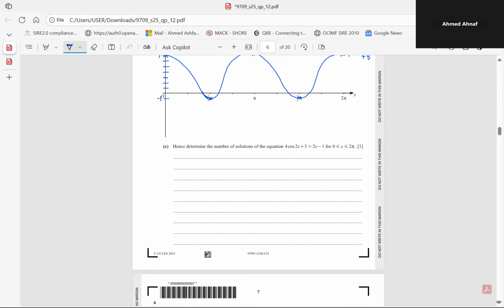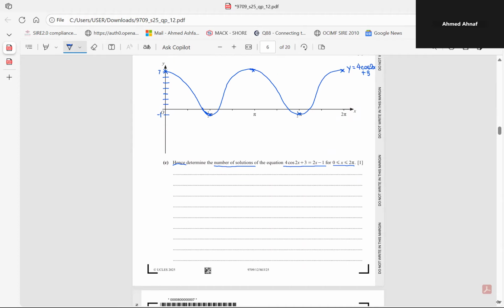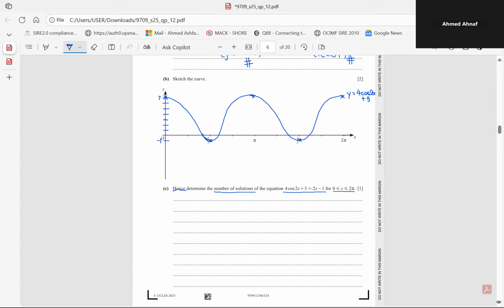Okay, and now the next part we have to determine the number of solutions for this equation for this given domain. First of all, they use the word "hence" in here. So that means we have to use our answer from the previous part in order to solve this question. So we're going to have to use the graph that we sketched in one way or another.